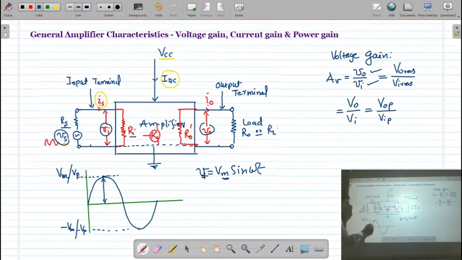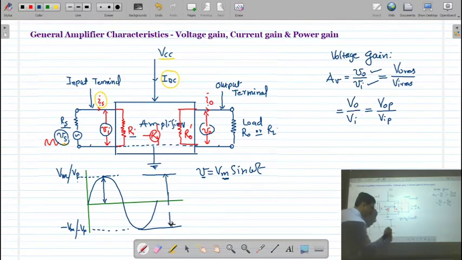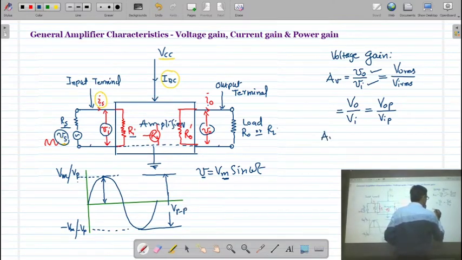Now, instead of measuring the peak value, if you measure the voltage amplitude from this peak to this peak, meaning from the peak value of the positive cycle to the peak value of the negative cycle, then this is known as the peak to peak value. So this amplitude of the AC signal is called the peak to peak value. So I can also calculate the gain of the amplifier by taking the output voltage peak to peak divided by the input voltage peak to peak.